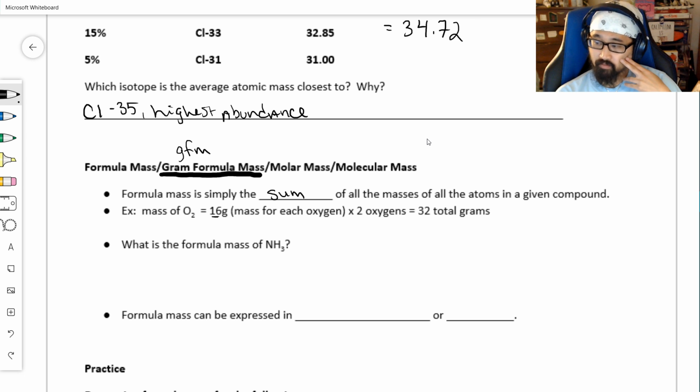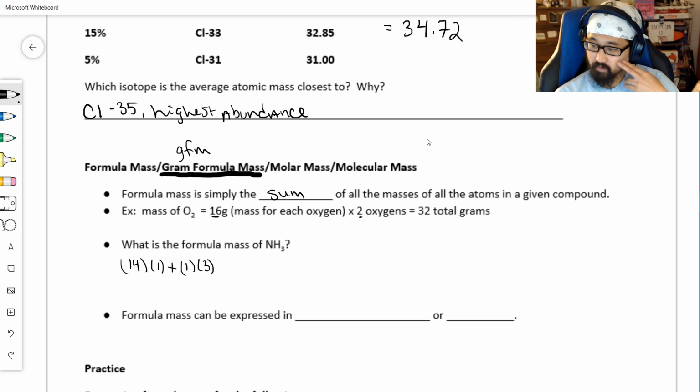So the mass of O is 16. This is from the reference table. There are 2 oxygens, so I'm going to multiply 16 times 2, which is 32. If I was going to do the formula mass for NH3, I would need the mass of N, which is 14, right? And there's 1 nitrogen. I'm going to add that to the mass of hydrogen, which is 1, and there are 3 of them, which is 14 plus 3, which is 17.